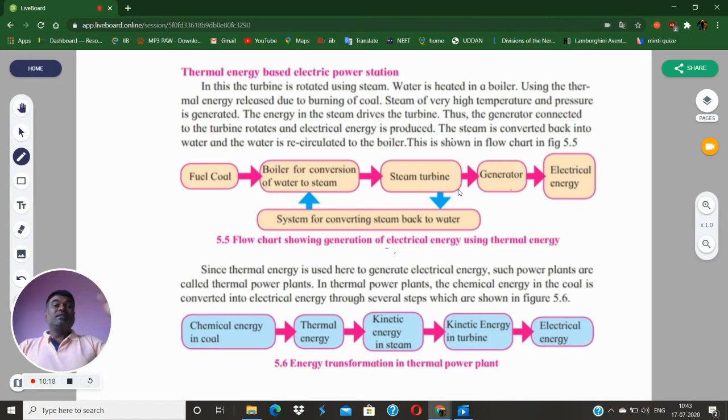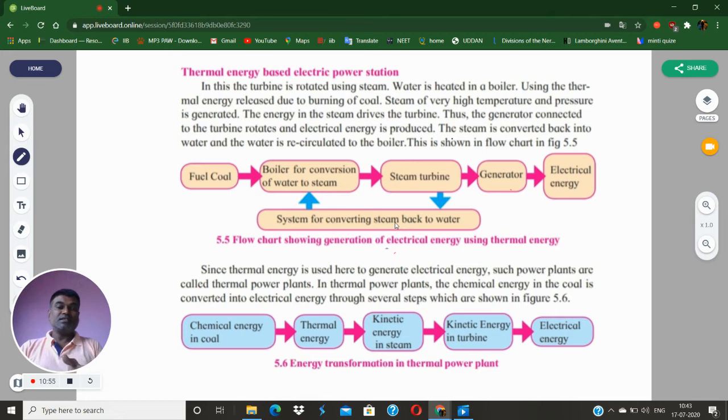Again, when the turbine rotates, the generator becomes functional. Mechanical energy is converted into electric energy. We have obtained the electric energy here. And such water we have used, and again we reuse it by the condensation method. ठीक है, that is a system for converting steam back to water. That is recycling. ठीक है, it's very important here. So this flow chart we have to remember.